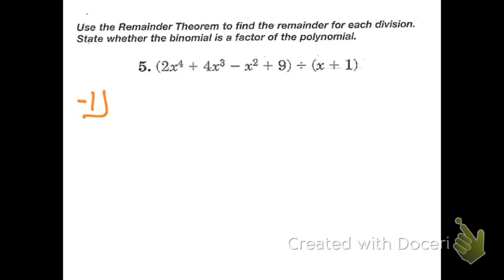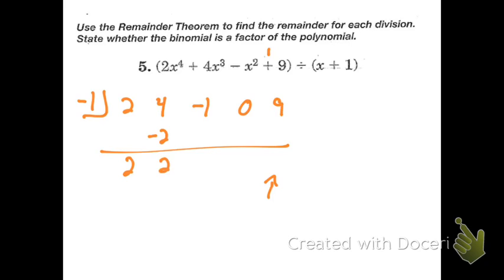So in the box, I have a negative 1. Using synthetic division again, I have 2, I have 4, I have negative 1. Whoop! I don't have my x term, so I have to have a placeholder there with a 9. So we're trying to see if this gives us a 0. If it does, it's yes. If not, it's no.